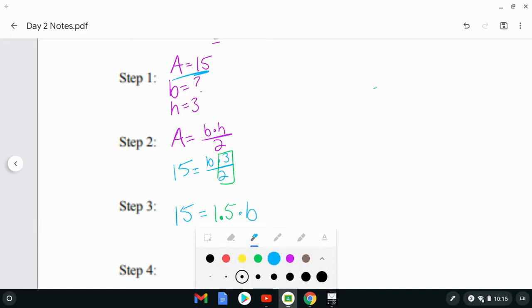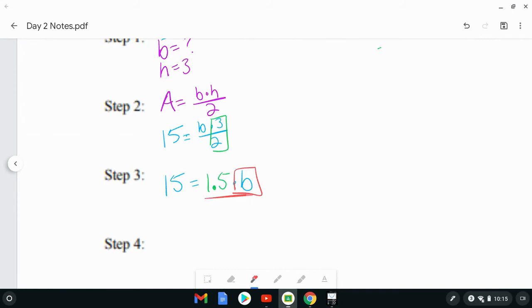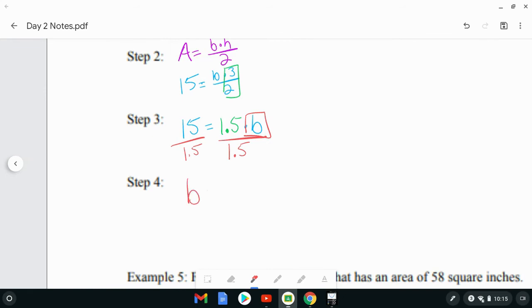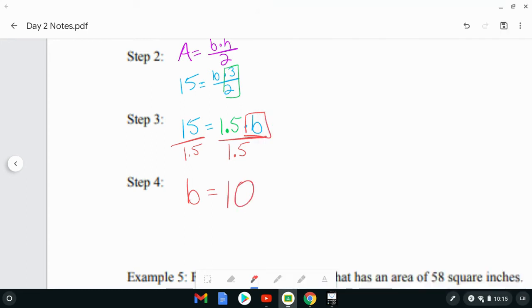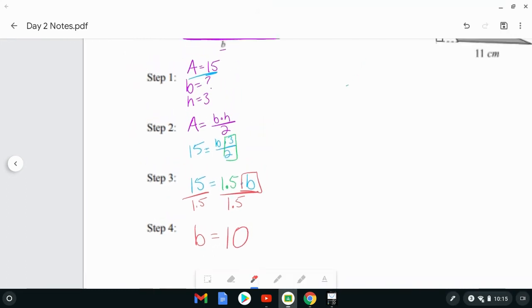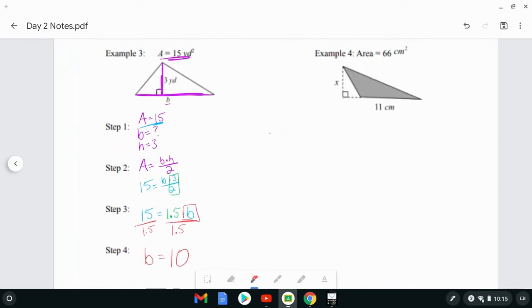This is making it a lot easier to get B by itself, because now in order to get B by itself, we just need to divide by that other value. So divide by 1.5, and then B is going to equal whatever 15 divided by 1.5 is, which in this case is 10. Okay, so again, it's very similar to the parallelogram approach.